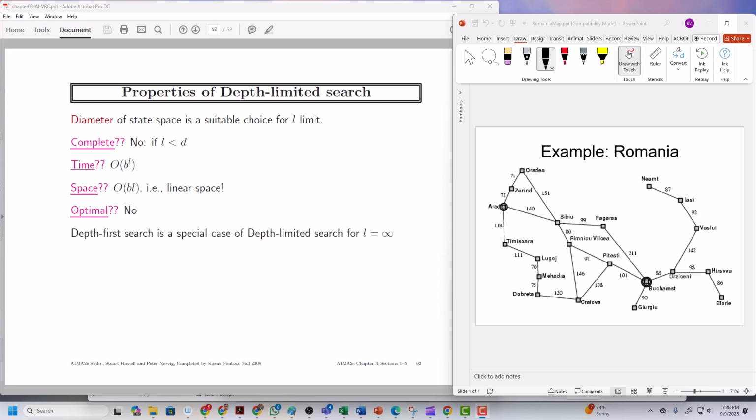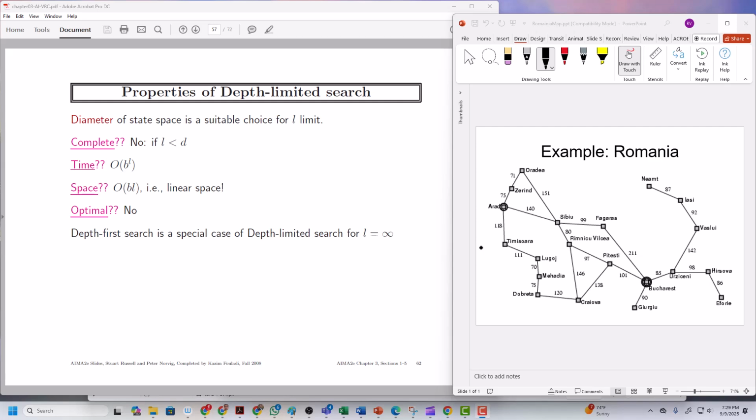It can terminate with two types of failure. One is standard failure, when no solution exists. The second is cutoff, which means no solution exists within the depth limit. So the second one is not really that no solution exists, but basically nothing was found within the depth limit. We can still specify a very large limit L, but that will harm the optimality.